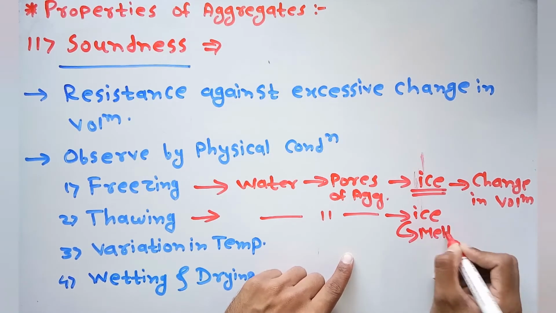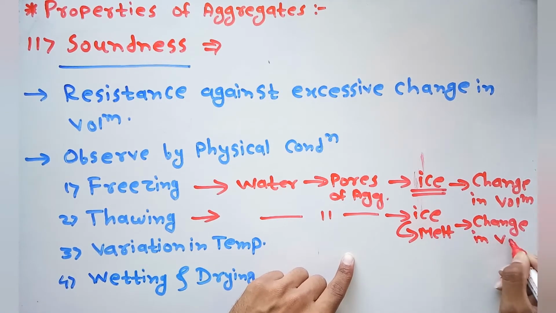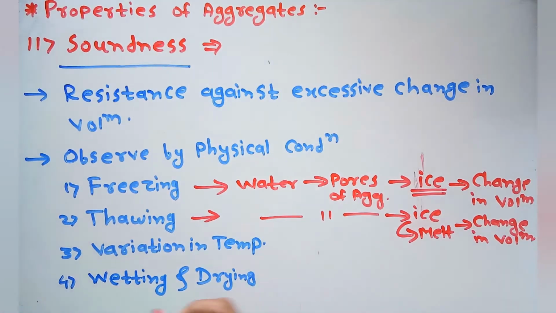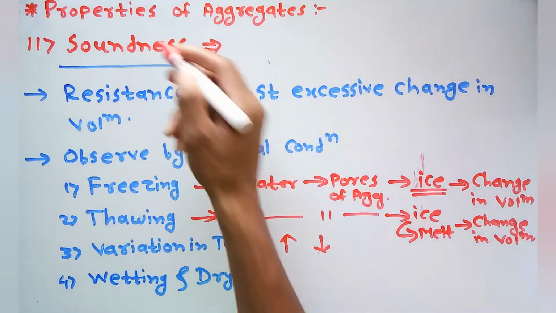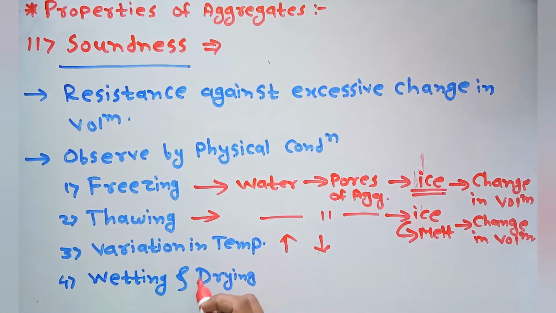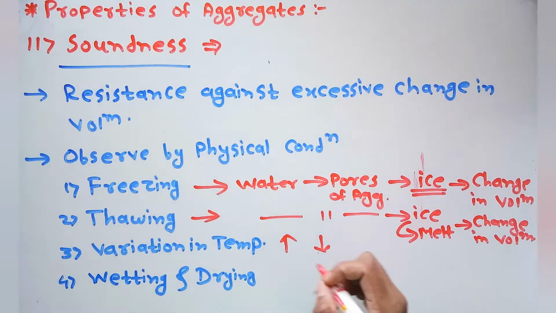Okay, it gets melted, and this also causes the change in volume. The same thing happens with the variation in temperature, that is, an increase or decrease in the temperature affects the soundness. Then wetting and drying also work almost the same way. So this is the basic thing about the soundness.